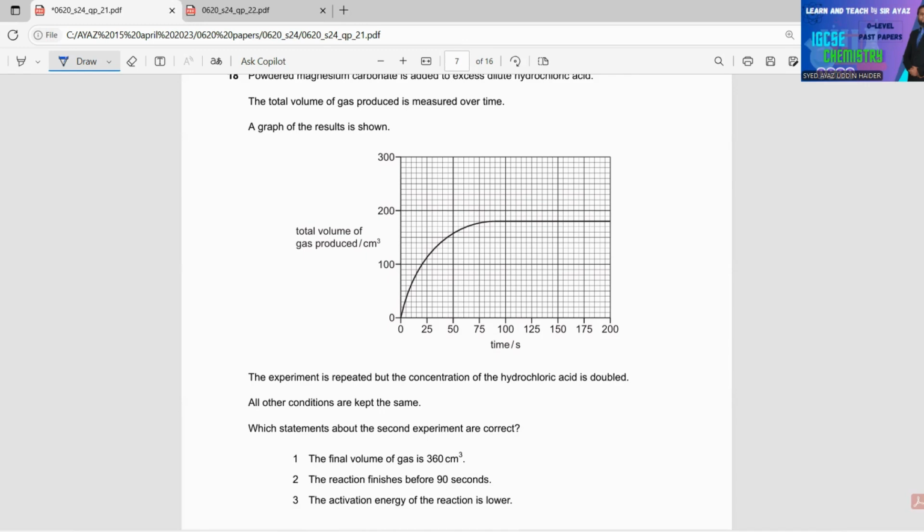Now in statement 1, they are saying the final volume of gas is 360 centimeter cube. So does the gas produced get doubled due to the doubling of the concentration of hydrochloric acid?